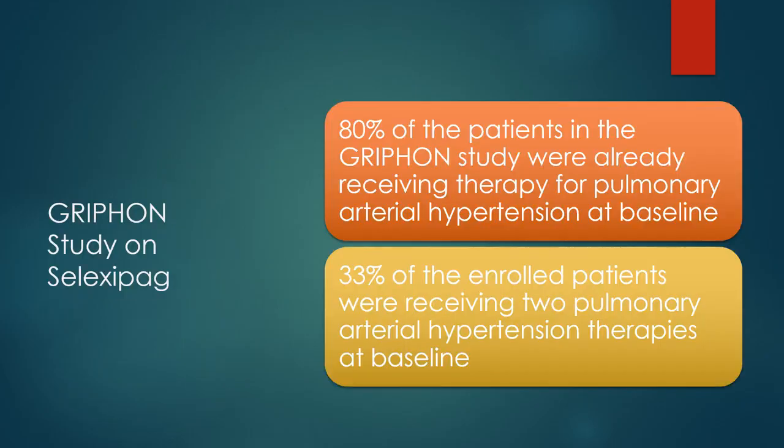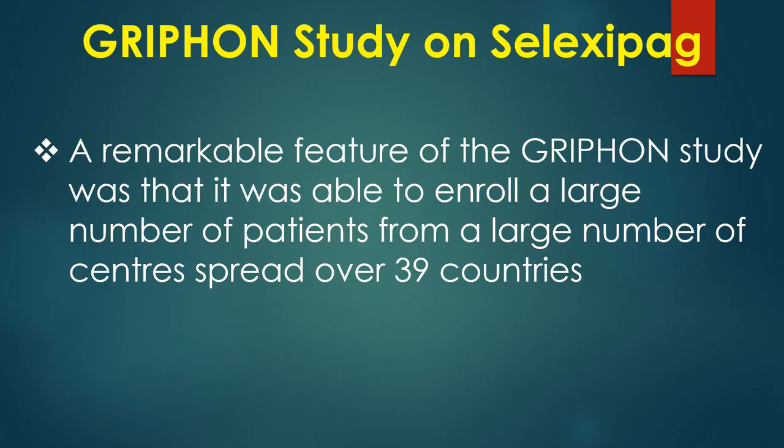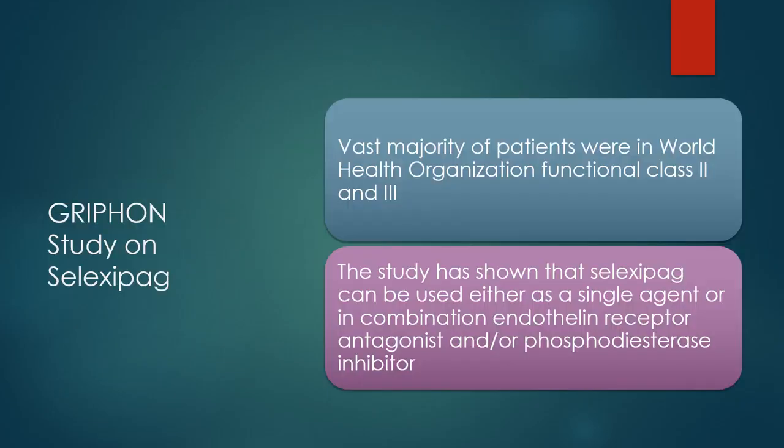80% of the patients in the GRIPHON study were already receiving therapy for pulmonary hypertension at baseline. 33% of the enrolled patients were receiving 2 pulmonary arterial hypertension therapies at baseline. A remarkable feature of the study was that it was able to enroll a large number of patients from a large number of centers spread over 39 countries. The vast majority of patients were in WHO functional class 2 and 3.